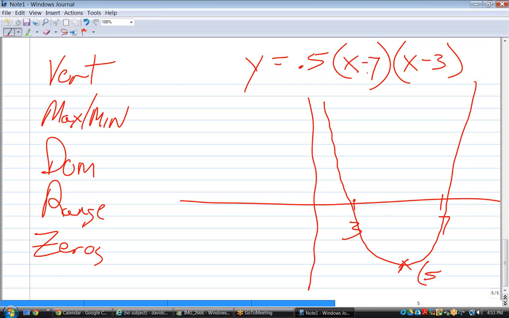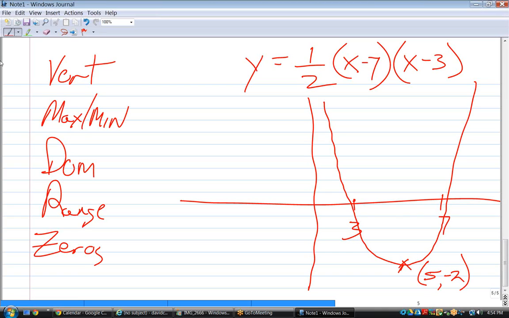Plug in the x back into your formula. Oh yeah. So y. Change that 0.5 to 1/2. I like fractions better than decimals. Okay. So what's y equal to when x is equal to 5? -2. Yes. Okay.